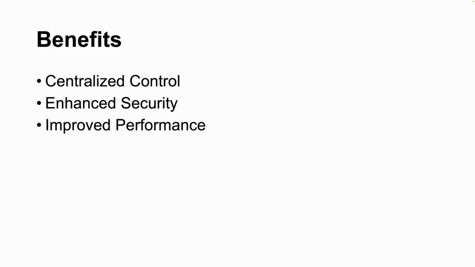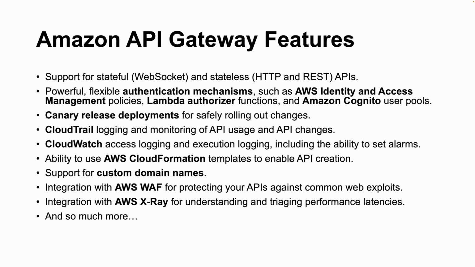And with that, I'll give you an overview of what the Amazon API Gateway offers. Here are some of its features. It supports stateful and stateless APIs. For the stateful, it has WebSockets. And for the stateless, it has the HTTP and REST APIs. It also has powerful and flexible authentication mechanisms, such as AWS IAM policies, Lambda authorizer functions, and Amazon Cognito user pools. You can also do canary release deployments for safely rolling out changes.